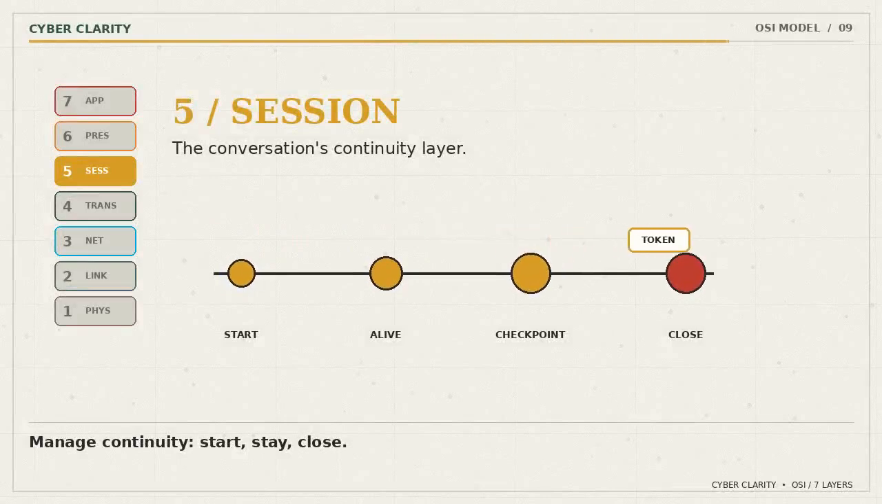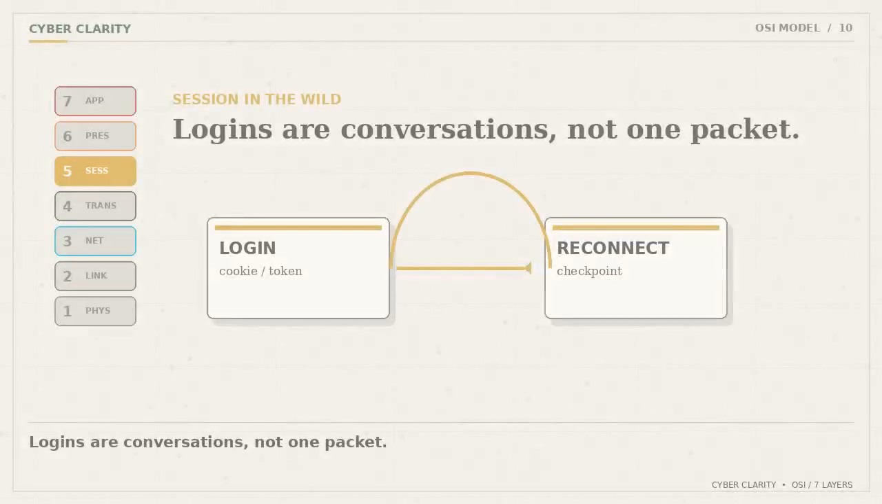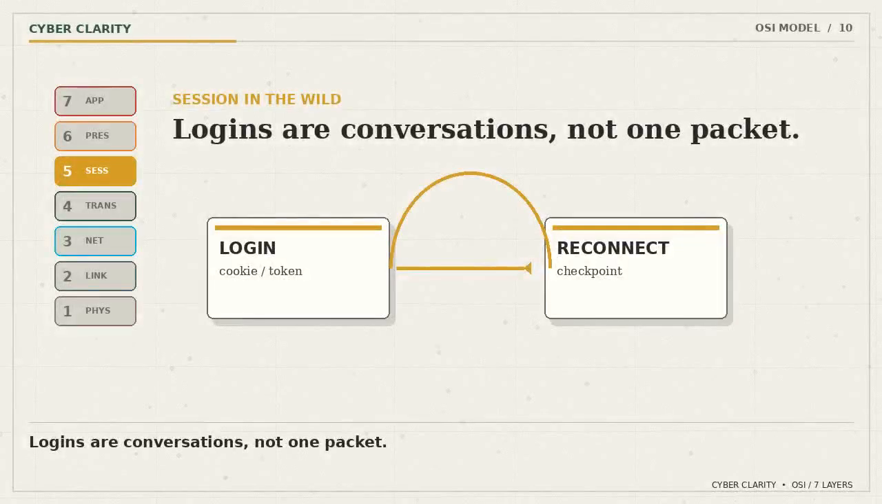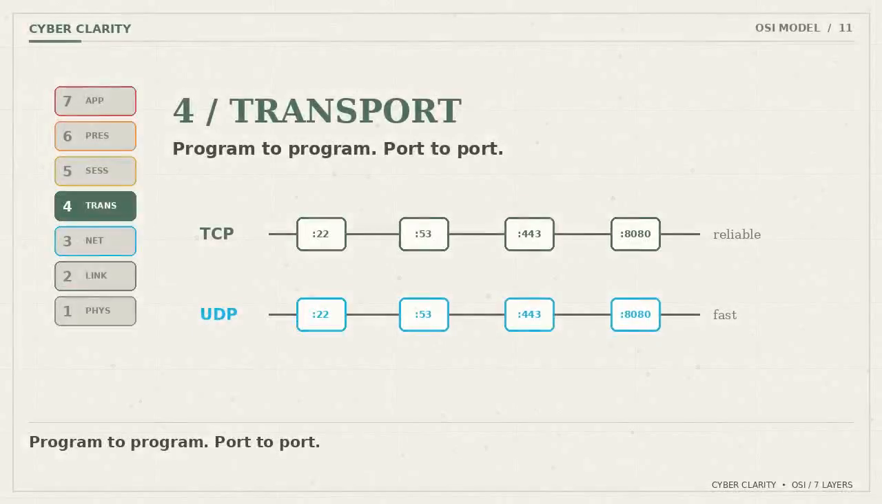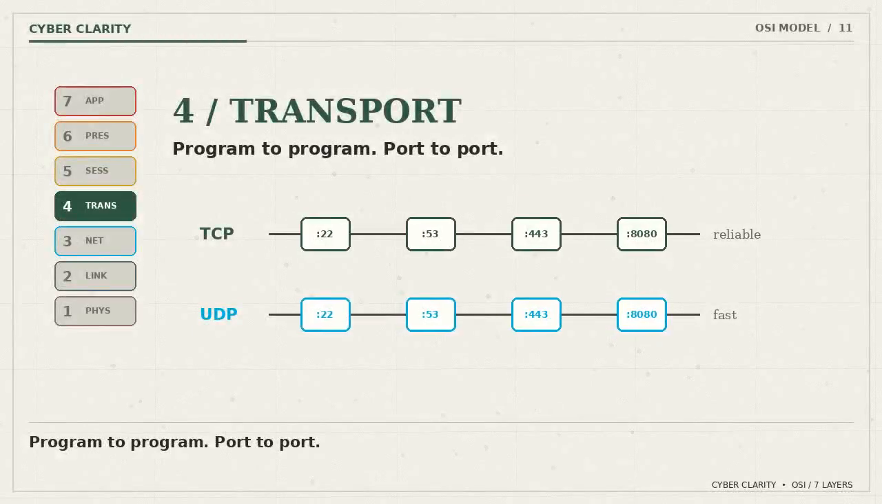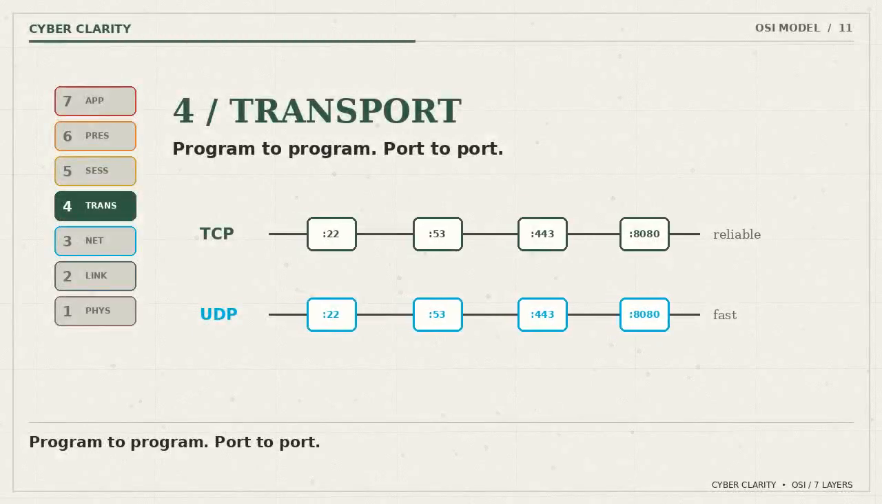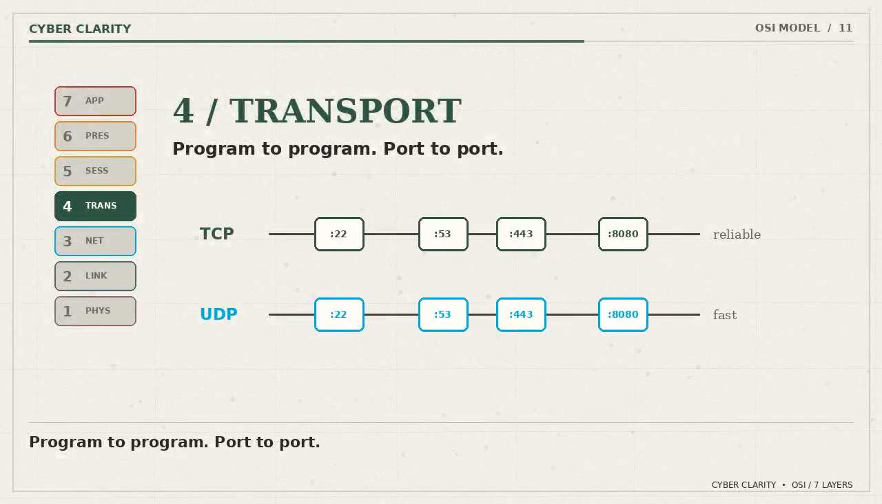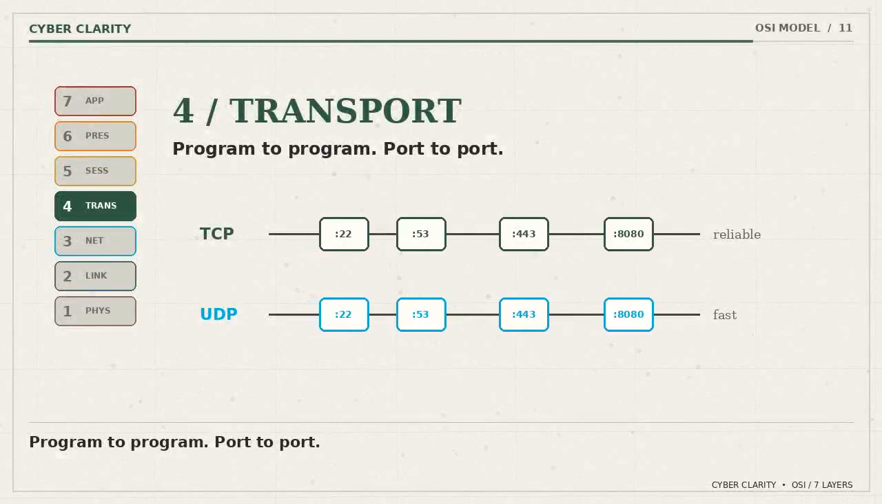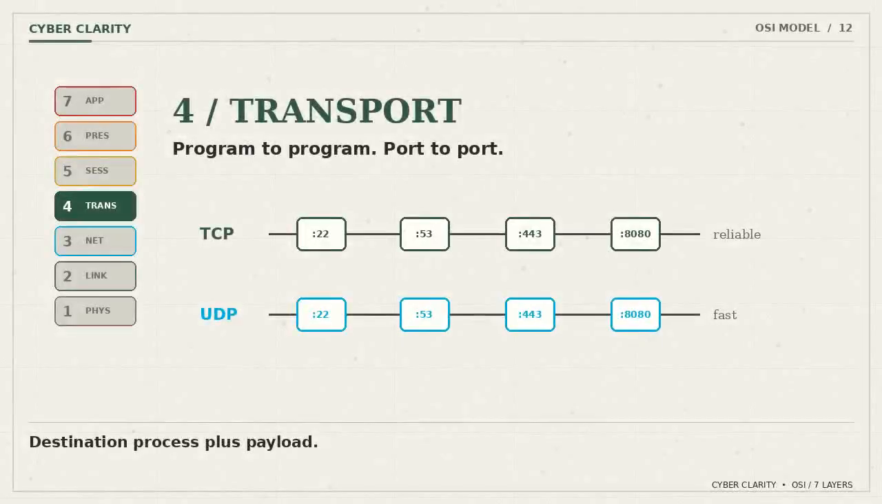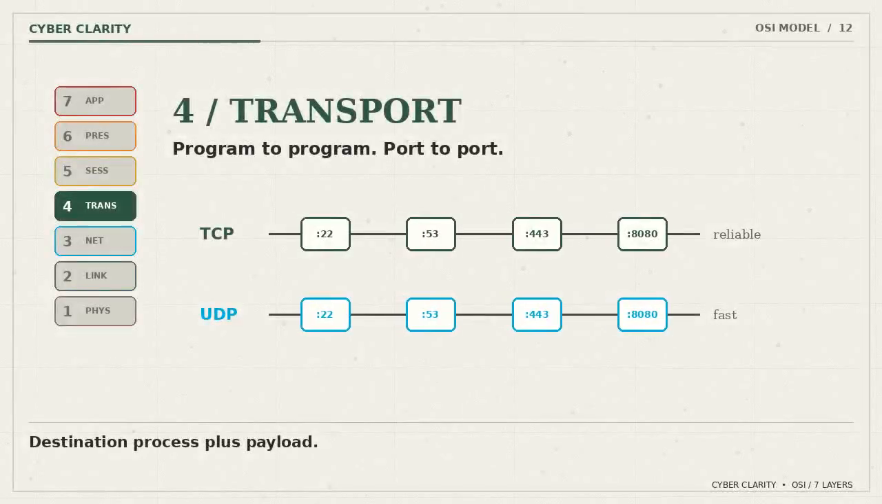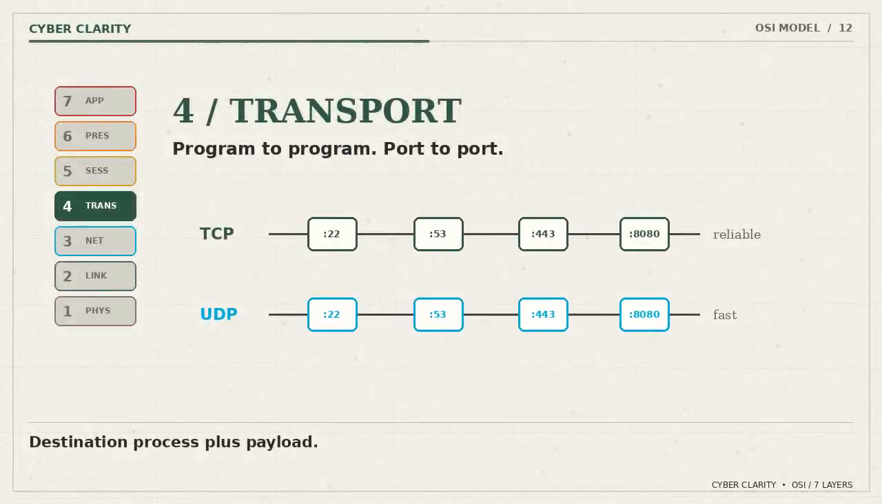Layer 3 is network. IP addressing and routing decide where a packet should travel. Routers read destination addresses, decrement time to live, and choose the next hop. Layer 2 is data link, moving frames across one local network. MAC addresses, switches, ARP, and VLANs are the familiar clues here. Layer 1 is physical. Copper, fiber, radio, voltage, light, and the raw bit stream.